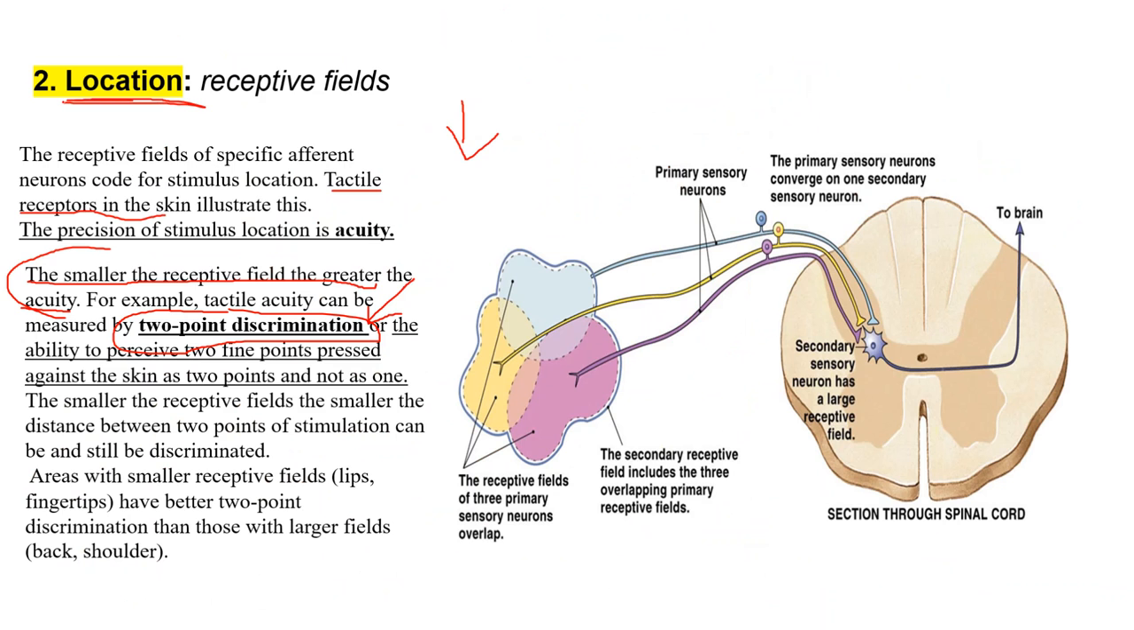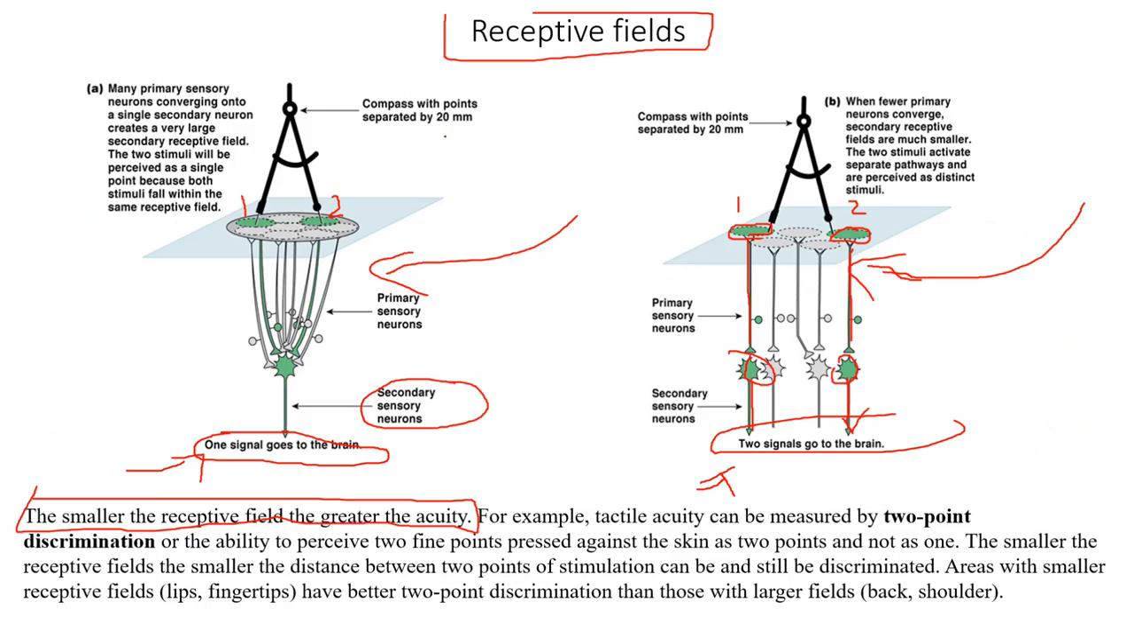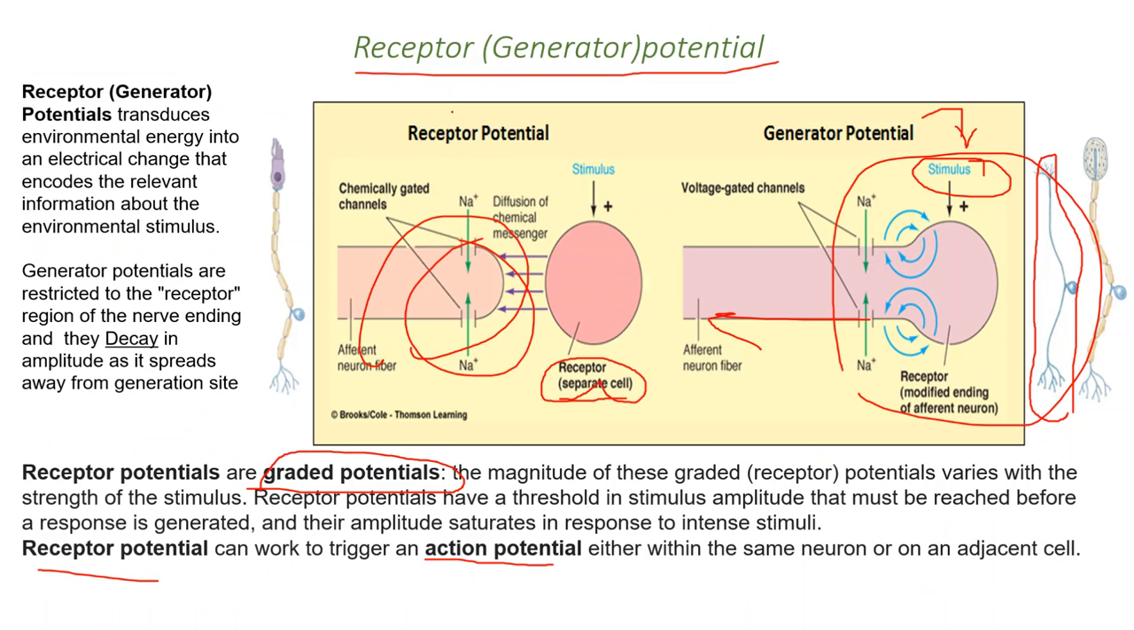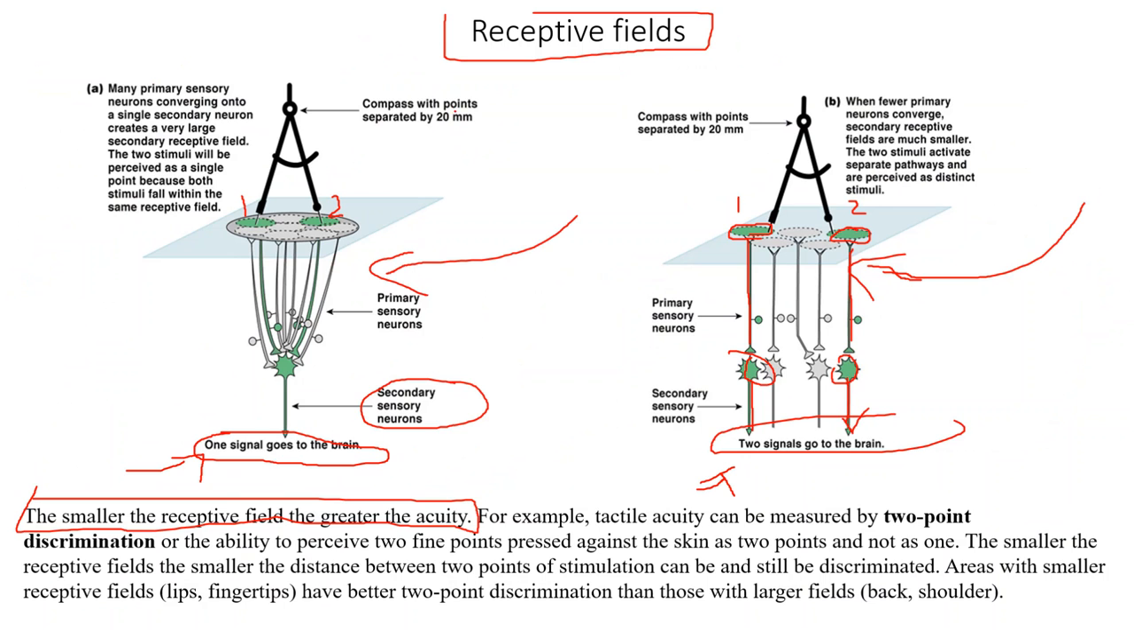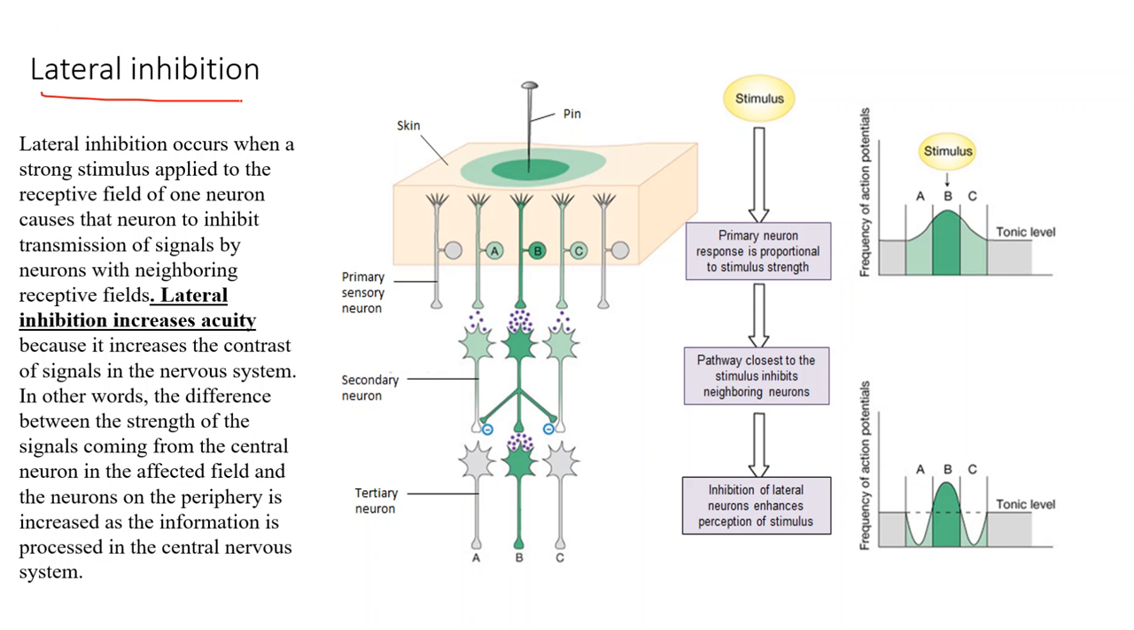All right, so now talking about location, we talked about receptive fields, we talked about the 2-point discrimination concept and the acuity. Now, still talking about location, we have to talk about, I'm sorry, my mouse is going crazy today, lateral inhibition.